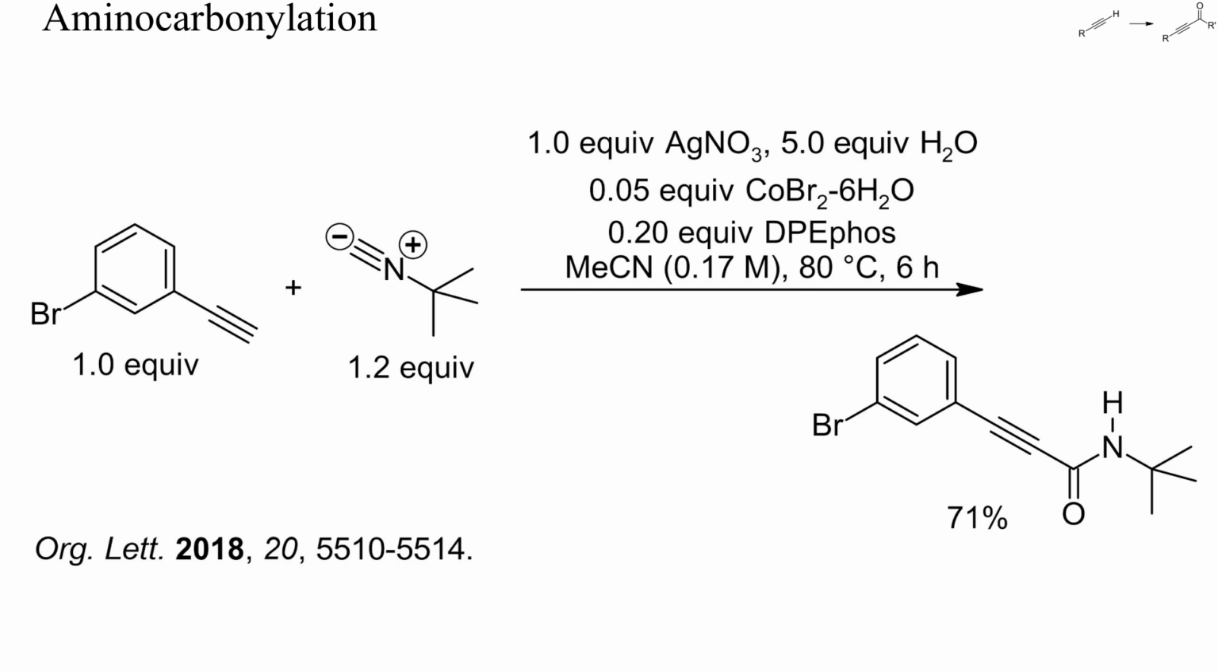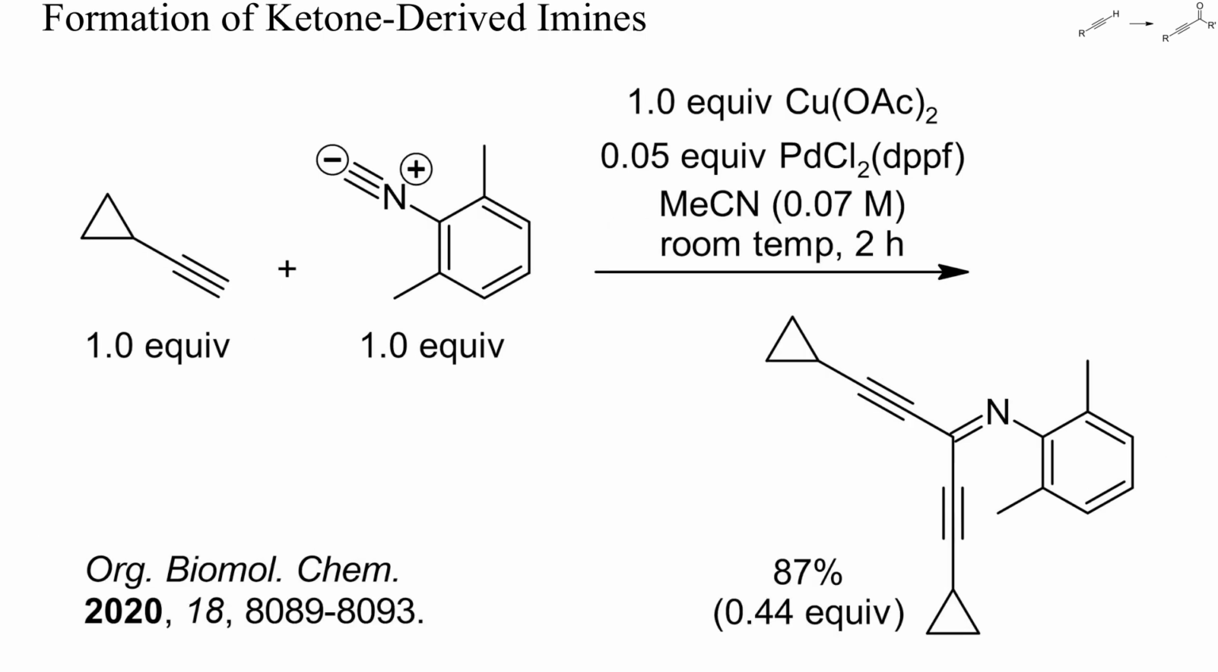In the presence of one equivalent of silver nitrate as oxidant, however, instead of imines, amides can result, as shown here. No strong base was required, just 5% of a cobalt-phosphine complex. With stoichiometric copper acetate as oxidant, ketone-derived imines can be obtained from alkynes and isonitriles. Only traces of diynes were formed by Glaser coupling under these conditions.